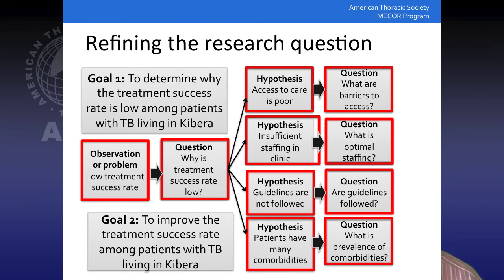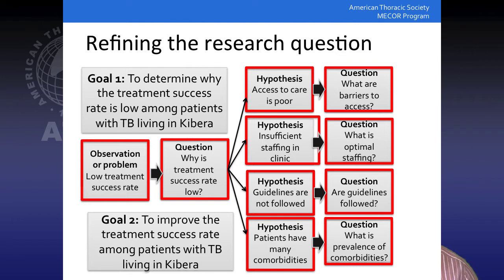So for example, what are the barriers to access that are leading to low treatment success rates? Or what is the optimal staffing ratio in your clinic to improve the low treatment success rates? Or are guidelines being followed? Is that the reason why treatment success rates are low or not where you want them to be? And last, what is the prevalence of comorbidities that might explain why treatment success rates are low?